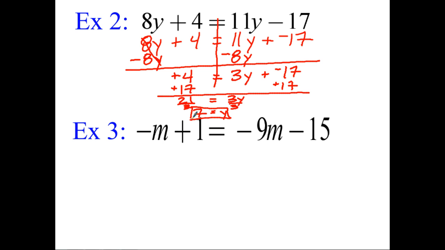Okay? y is equal to 7. And then let's try it out. So 8 times 7 plus 4 is equal to, let's see, 56 plus 4, which is equal to 60. So the left side right now is 60. And then 11 times 7 minus 17, that's 77 minus 17, which is equal to 60. So it checks out.